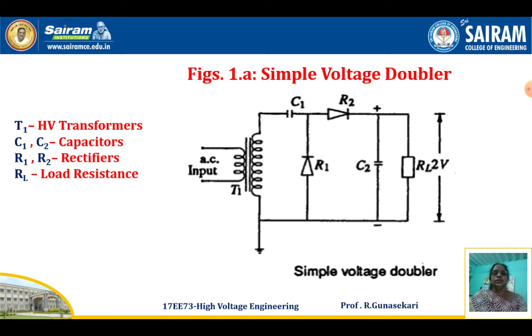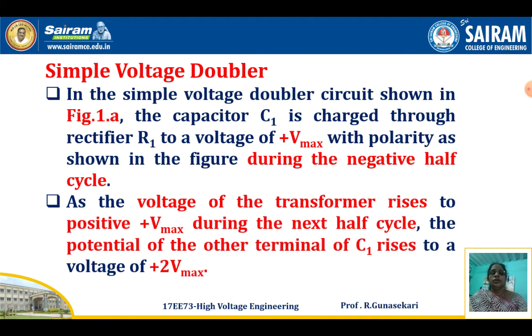The simple voltage doubler circuit consists of HV transformer T1, C1 and C2 capacitors, R1 and R2 rectifiers and RL load resistance. Input is AC. The output across the RL resistance is 2V, that is 2V maximum. Now we study the explanation of the simple voltage doubler circuit.